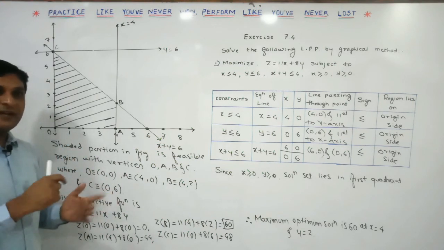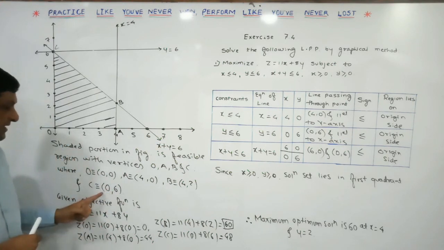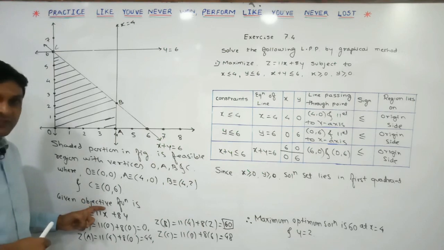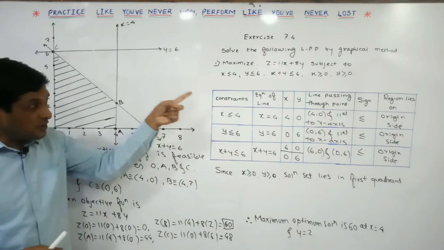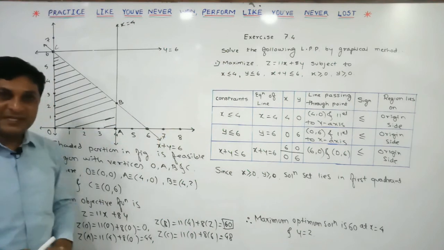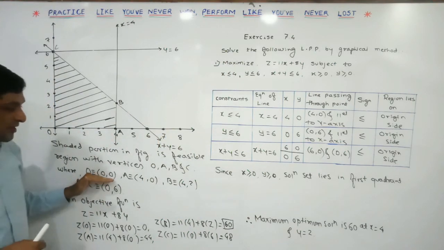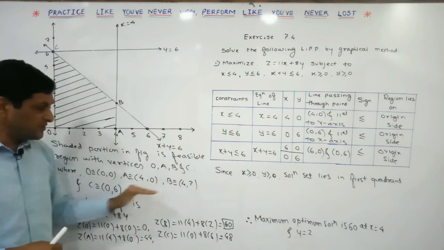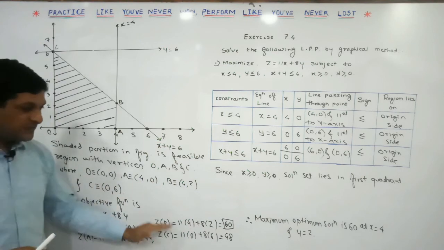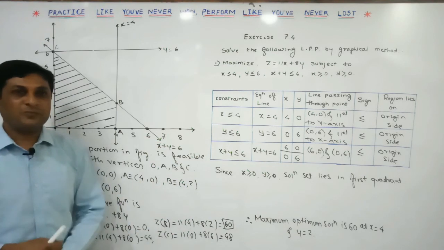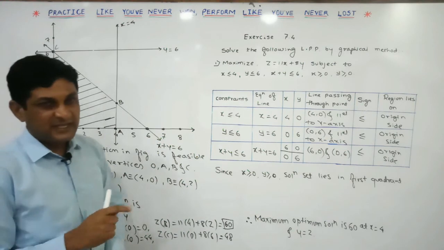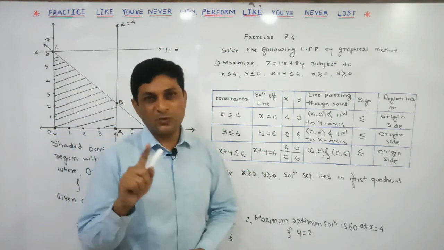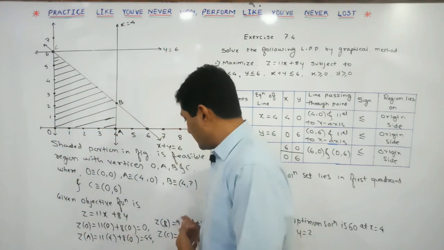Once the coordinates of all the vertices are known, consider the objective function given in the example, then substitute the coordinates of these vertices in this objective function. Find the value of the objective function at every vertex. If the example is minimize, check where we are getting the minimum value.